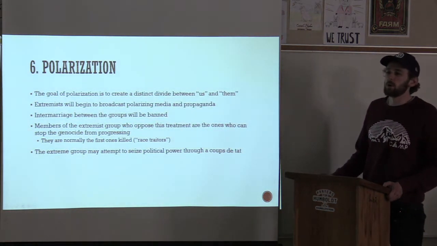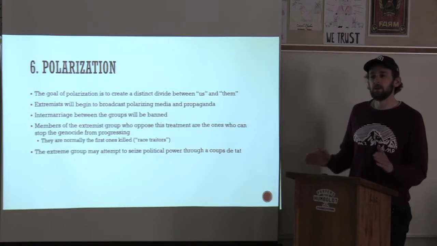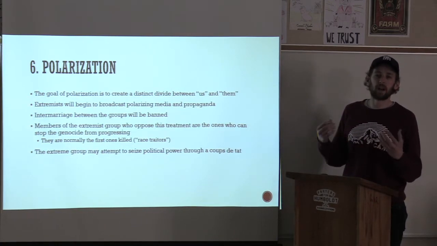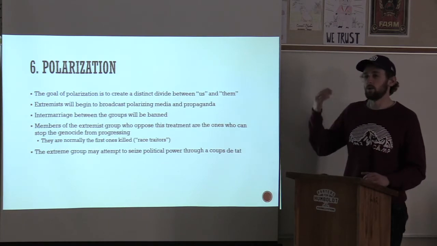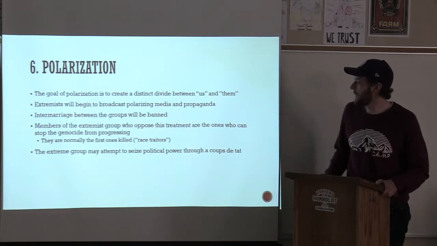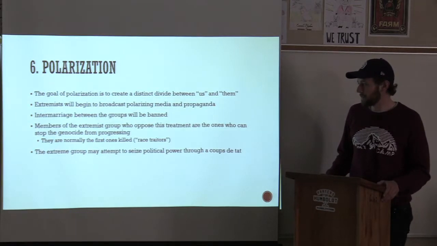So step 6 is polarization. If any of you are familiar with what polarization means, it means to keep people as far apart as possible. You can think about magnets, right? The two poles have to be far away or they get stuck, or in some cases, if you have the same poles, they'll push away. North Pole is far away from the South Pole. So you just want to keep a distance between them. The goal is to create a distinct divide between the us and the them.